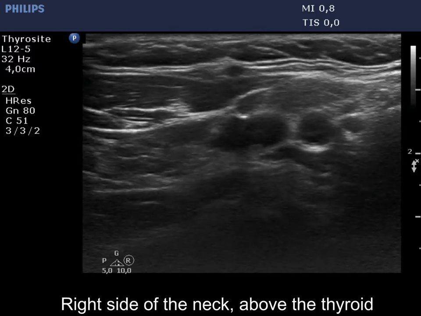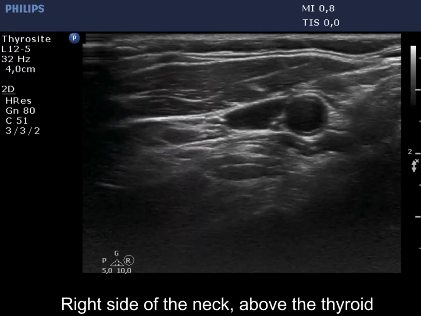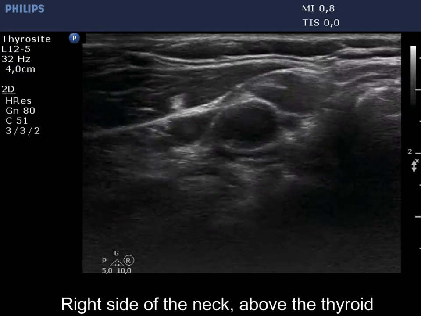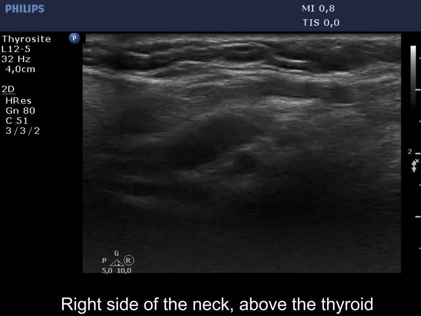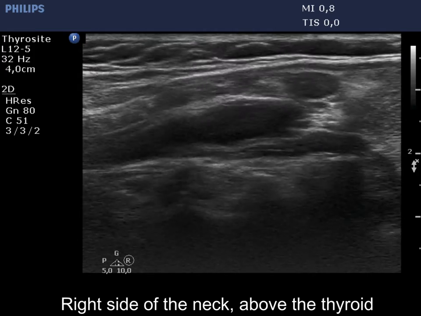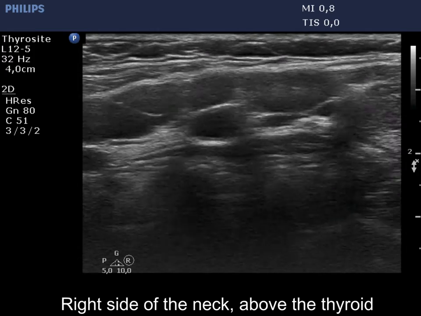There are multiple lymph nodes in the right side of the neck. The hilum in these nodes is partly absent, partly regular, partly present but destructed, fragmented.